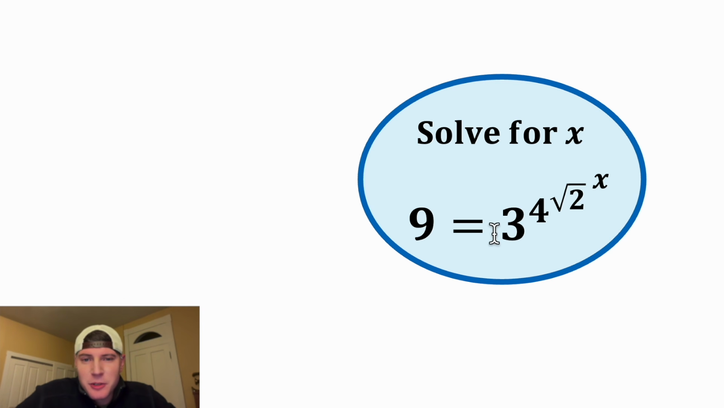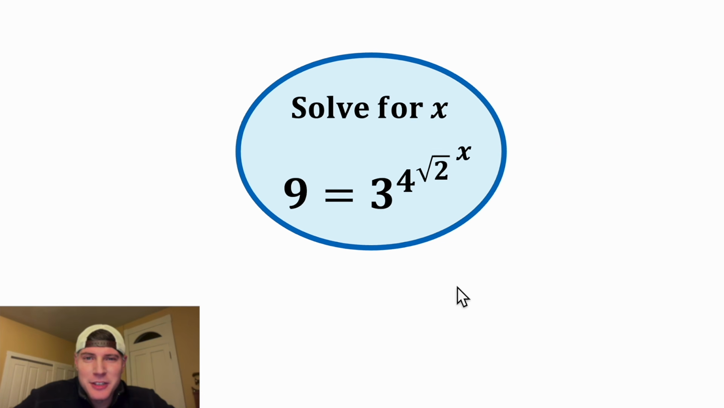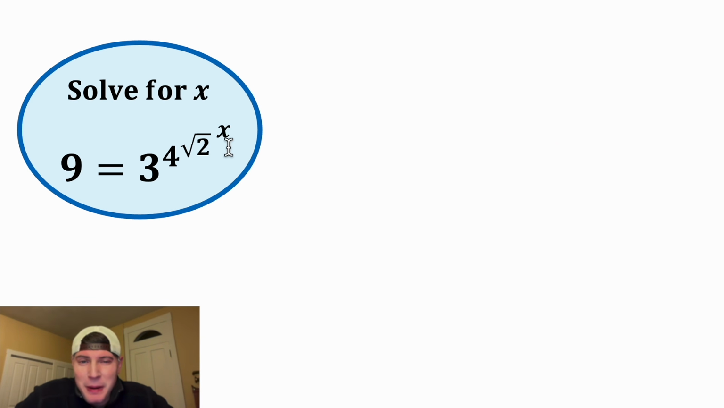We're given 9 is equal to 3 to the power of 4 to the power of the square root of 2 to the power of x. This is a power tower, and we've got to figure out how to solve for x. If you want to try it on your own, pause it right now, because I'm going to solve it in 3, 2, 1.